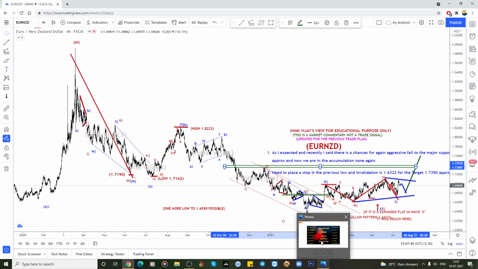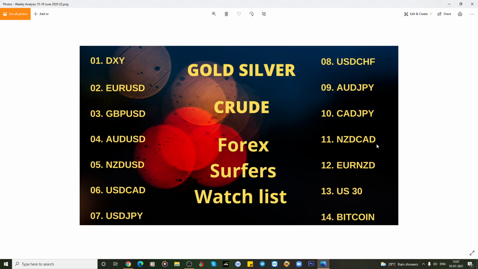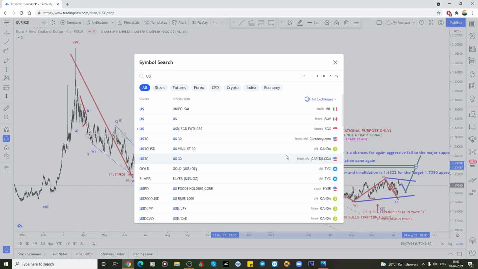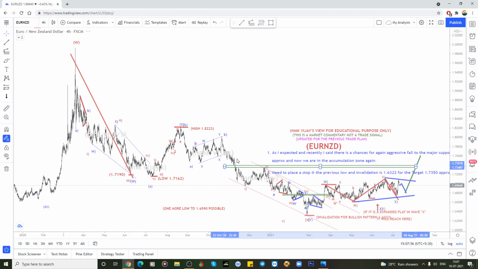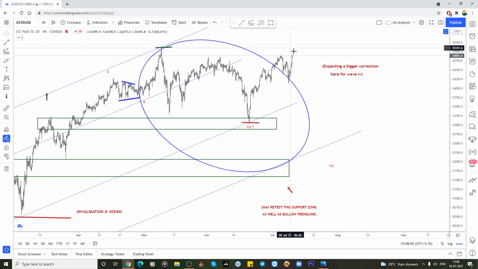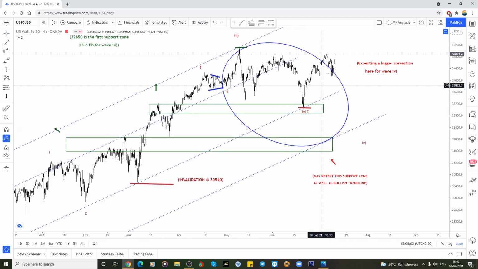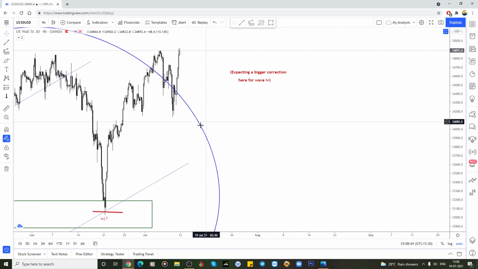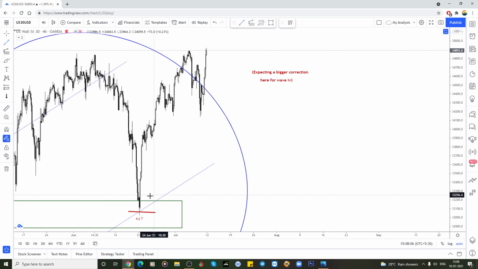Once again, we will check our watch list. Yeah, New Zealand CAD I already did. Euro New Zealand done. So now we are moving to US30. See what I explained, the same thing. We are in the fourth wave. Whether the fourth wave has ended here or we are still in it, it has already done that five-wave structure here. So 1, 2, sorry, 3, 4, and 5. Here is the second. Here is the fourth.